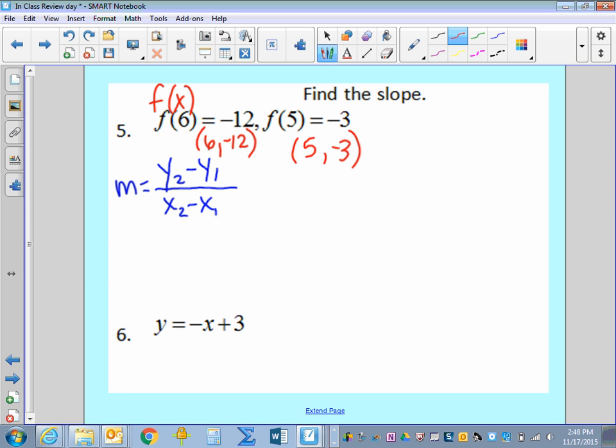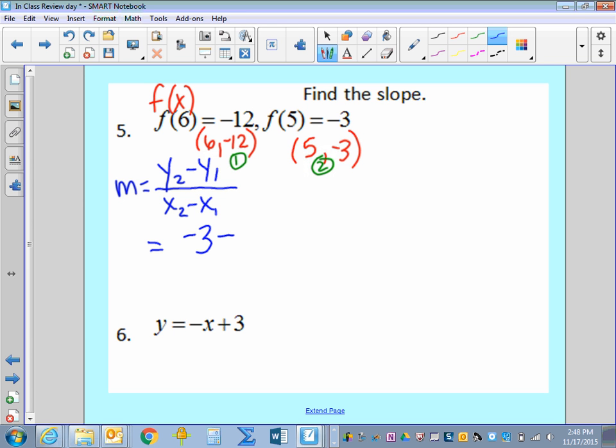Alright, so then we pick our points. This is going to be my first one. This will be my second one. And then I put that into my equation. I take my second y value, negative 3, and subtract my first y value, negative 12. So here my points are 6, negative 12, and 5, negative 3.